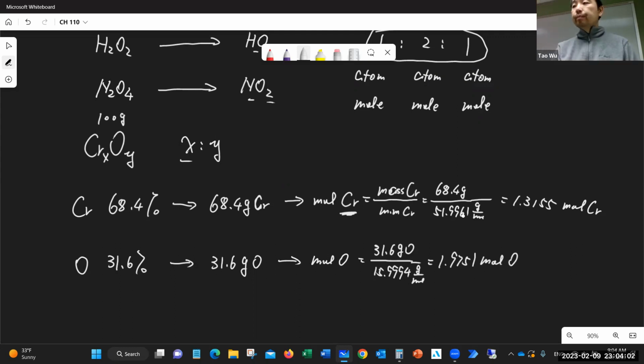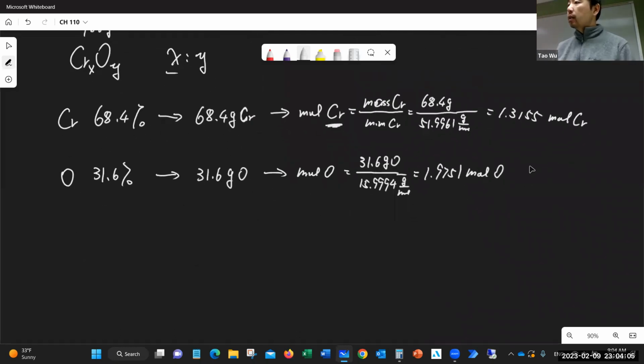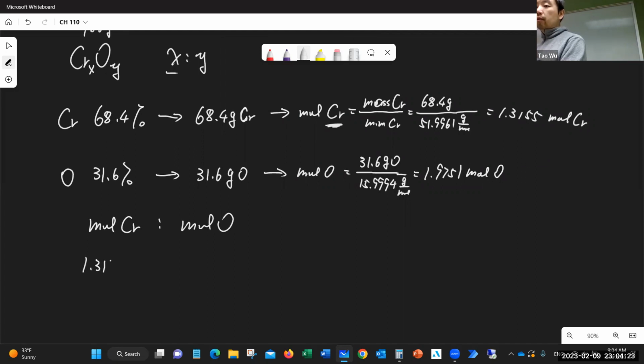Okay, so now you got the 2 values. So now again, we try to figure out the mole ratio between the mole of the chromium versus mole of the oxygen. So this is the mole ratio we're looking for, which is 1.3155 moles versus 1.9751 moles. Okay, so we got those 2 mole values. And then what are we going to do? We're going to make those a whole number.